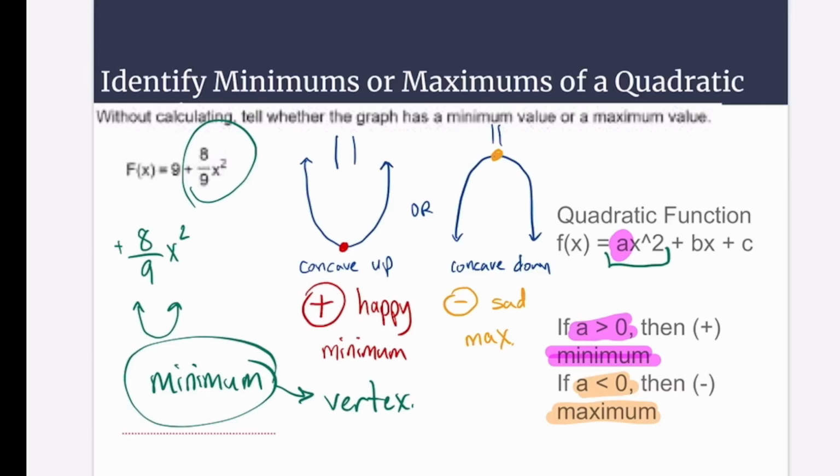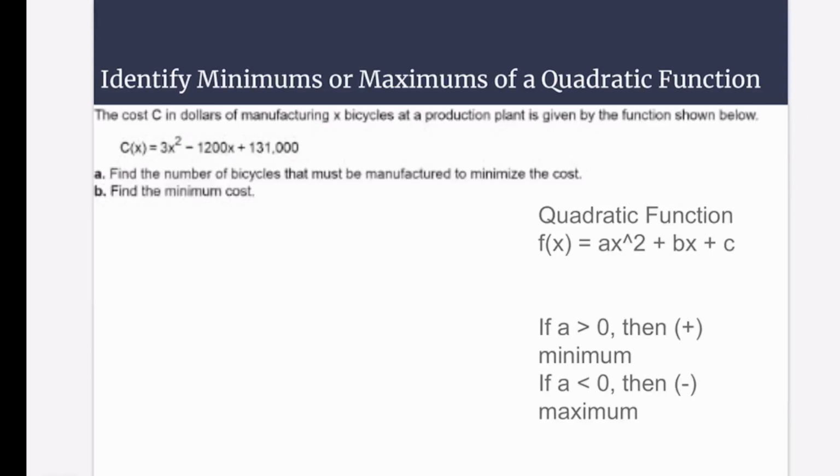So let's get a little more complicated and look at a word problem. Here, the cost in dollars of manufacturing x bicycles at a production plant is given by the function below. So first, let's just cut to the chase. It's a word problem. So it says the cost C in dollars. That means C is cost. Manufacturing x bicycles. x is a number of bicycles. So when you're doing word problems, if they're giving you a variable, they're telling you right there what it is.